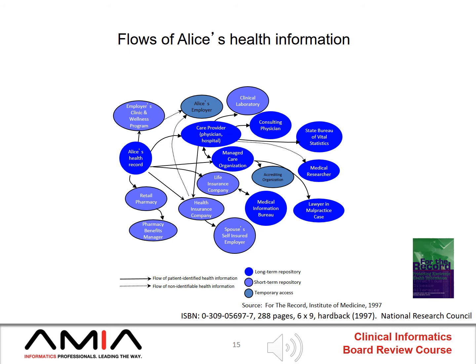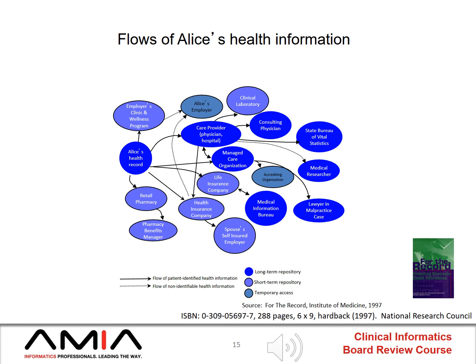What it shows is that information travels from Alice's medical record to many places, including to her care provider, which one would expect, from the care provider perhaps to the laboratory, to a consulting provider. The organization paying for her care may be a managed care organization or a care delivery system, and that group has access to the information in carrying out their role.